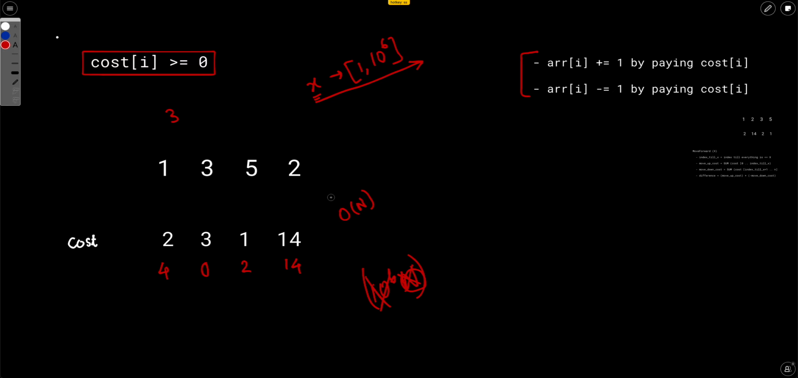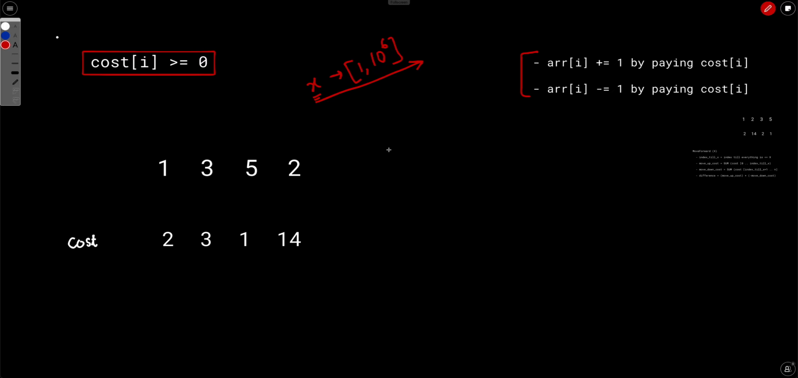Okay, so I hope the new problem statement is clear. Basically, what we are saying is, we will iterate over everything from 0 to 10 to the power 6, or 1 to 10 to the power 6, and for each of these we want the cost, and we want the cost in less than order n time.